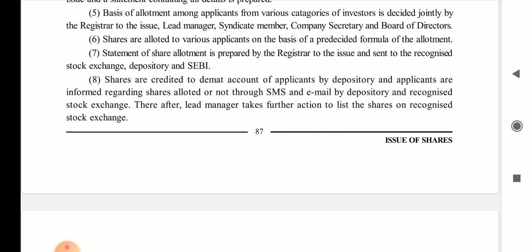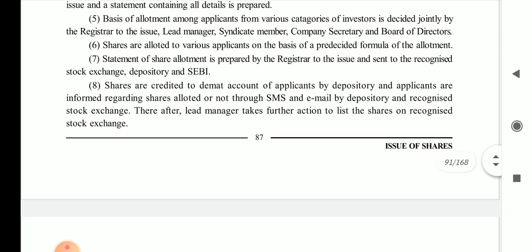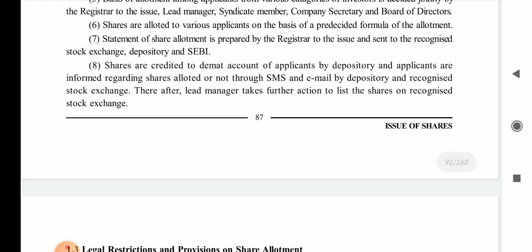Shares are credited to the demat account of applicants by the depository, and applicants are informed regarding whether shares are allotted or not through SMS and email by the depository and recognized stock exchange. See, shares are credited in the demat account if the company approved their application, and the person is informed by SMS or email by the depository as well as the stock exchange. Both will inform the person who had applied for the share.